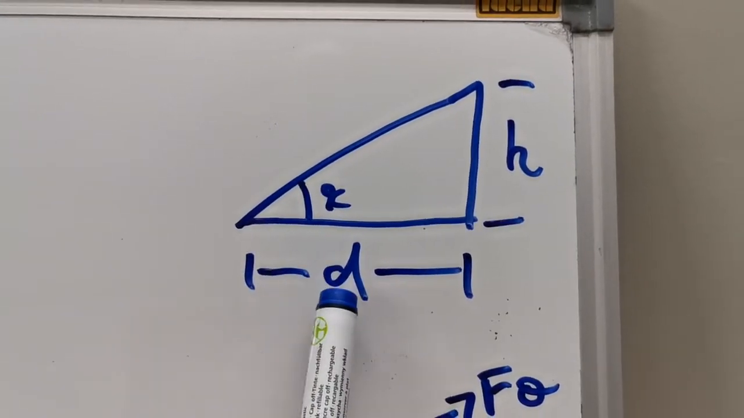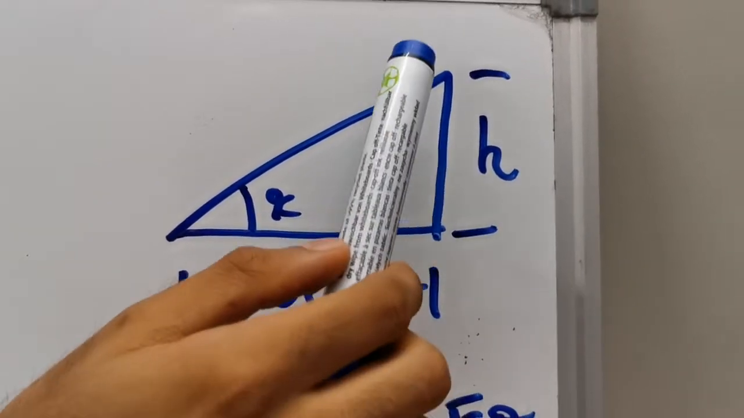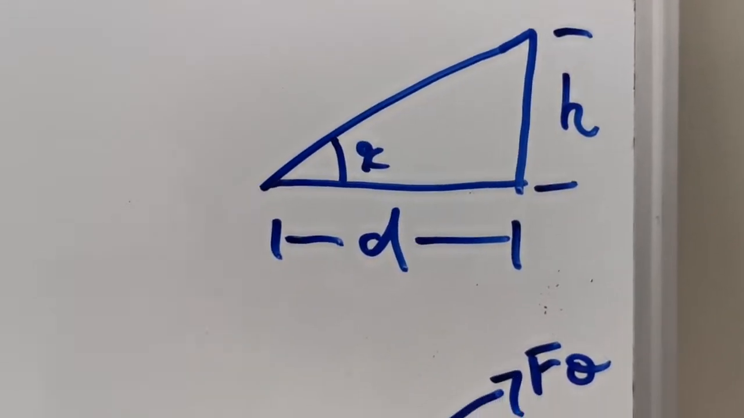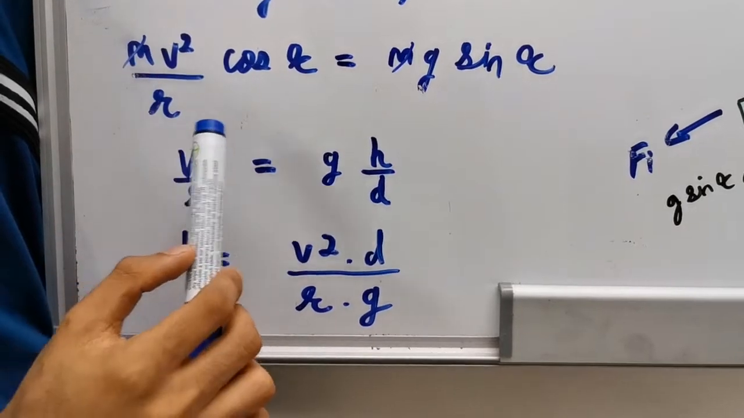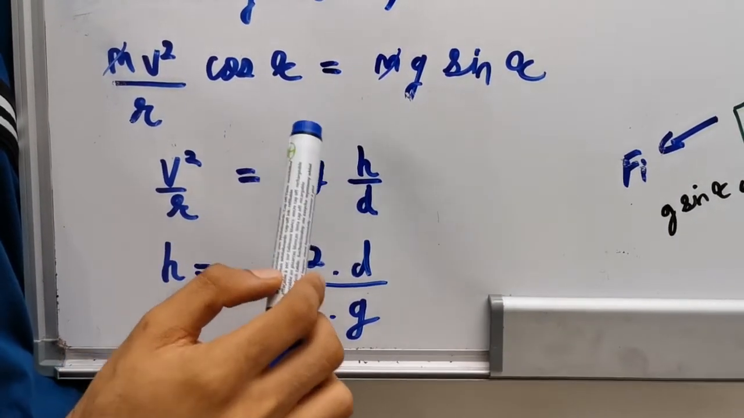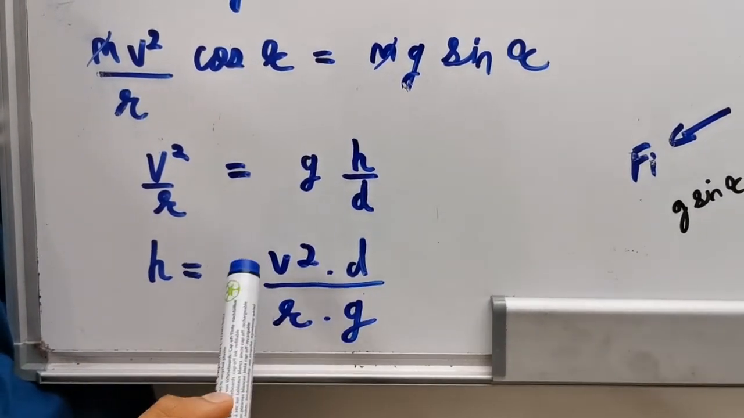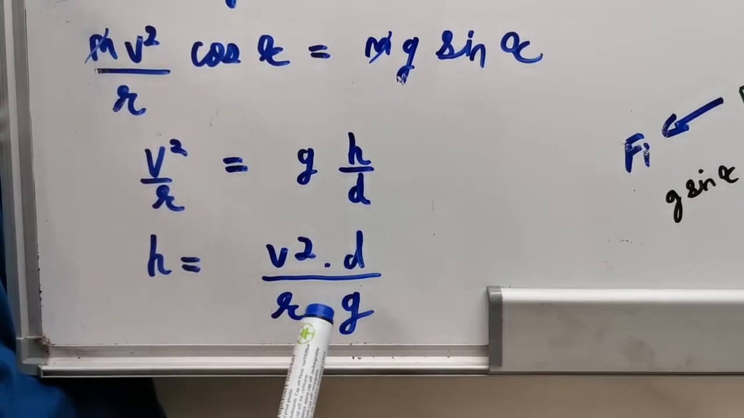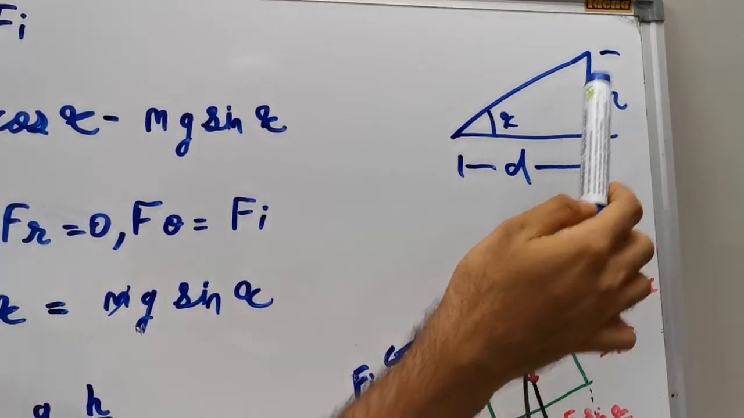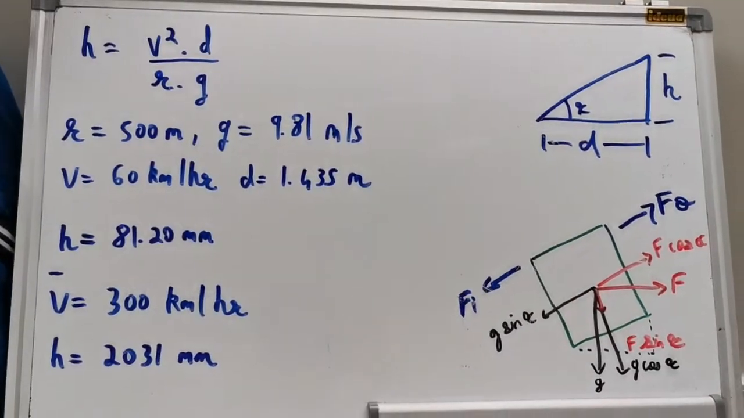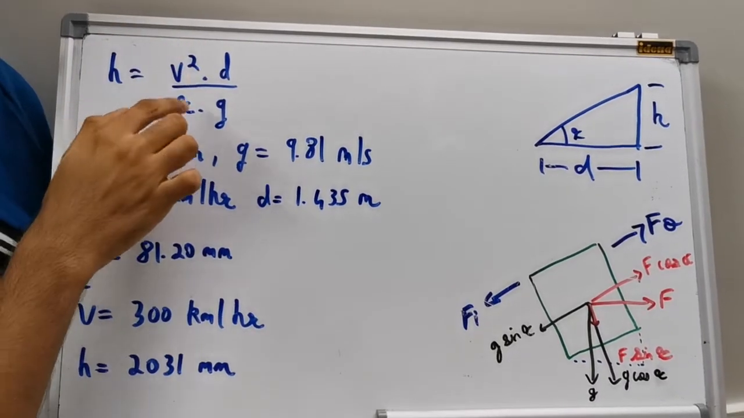In this figure, we see d is the track gauge, the distance between the two railway wheels, and h is the height of the slope. So when we take sin alpha, we come across h by d. Now v square by r, and cos alpha is 1, so nothing. So v square by r is equal to g h by d. So if we need the height h, it comes as v square into d divided by r into g, where d is the distance between the two wheels and h is the height of the slope. So we saw the formula: h is equal to v square into d divided by r into g.